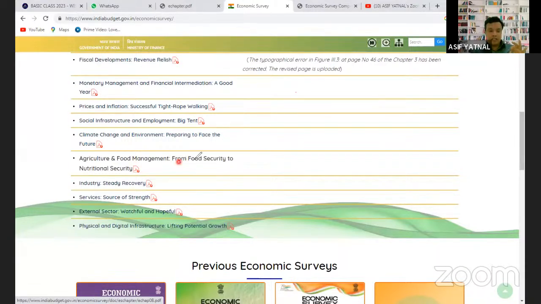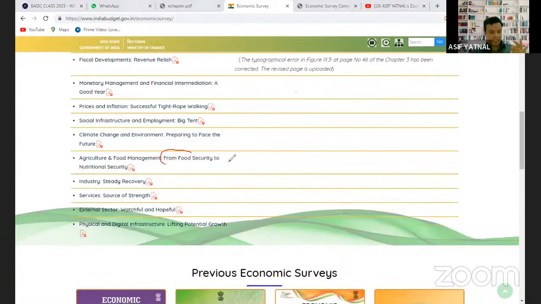Earlier we had a target of food security. Food security means we were trying to give only rice and wheat to the people. But now, rather than food security, we are moving towards nutritional security. How are we transitioning from food security to nutritional security? What were we giving earlier? We were giving only rice and wheat, only carbohydrates to the people through our PDS system. But now we are moving towards nutritional security.